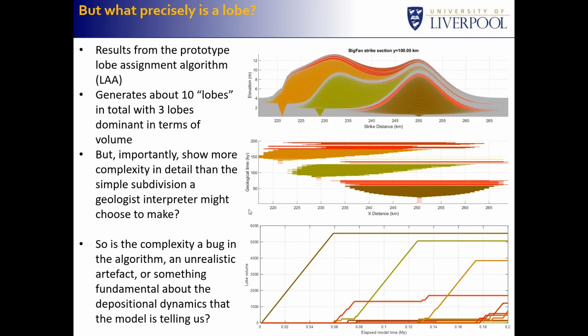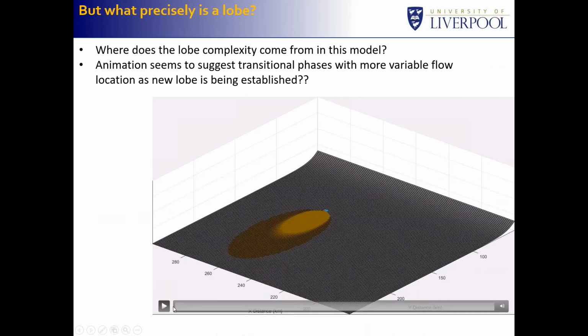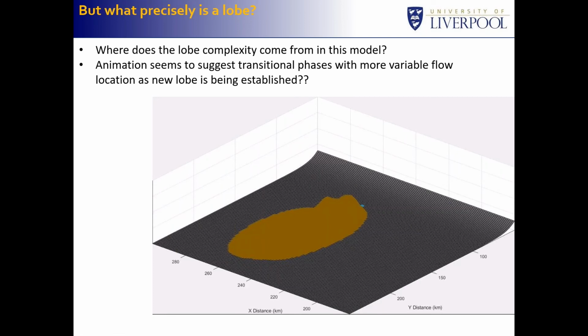So what we're seeing here is that there's a bit more going on than perhaps I would have first imagined, even in a simple model. So here's running the model forward through time in plan view so that you can see this is the first lobe growing.